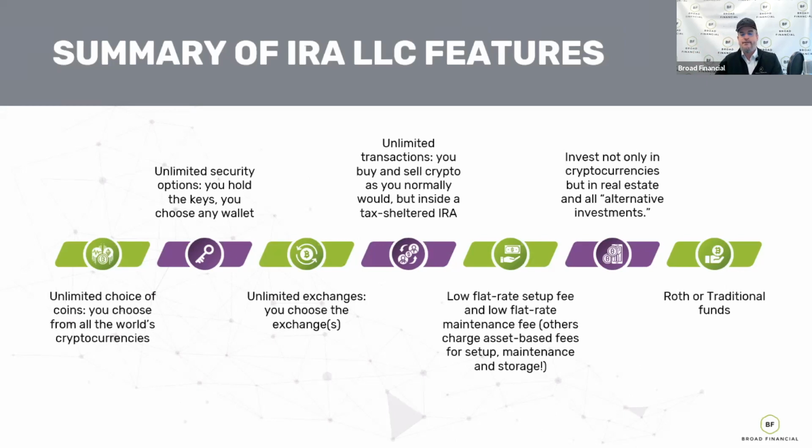A Roth is a type of IRA where you pay the taxes up front. You pay Uncle Sam now, and you get the advantage that after 5 years, your profits come back tax-free. We're going to have an example of that up ahead. But we're going to have Roth and traditional. That's the same price, same procedure. You just tell us if you have Roth or traditional, or if you want both, we can set you up with 2 plans.